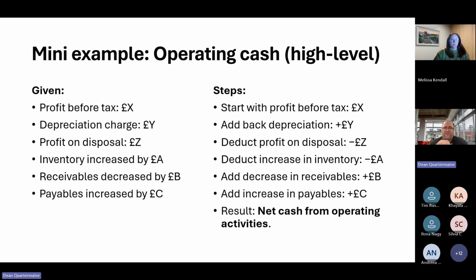Now, like I say, I purposely left the numbers out because you don't need to memorize the numbers. You need to memorize the process and the pattern. So start with profit, split out any non-operating items. So non-operating items here: depreciation, profit on disposal. They're non-cash items. So you're going to add back the non-cash items, strip out non-operating items, disposal. And then adjust for working capital: inventory, receivables, payables, all working capital items. If you do it enough times, it becomes second nature.